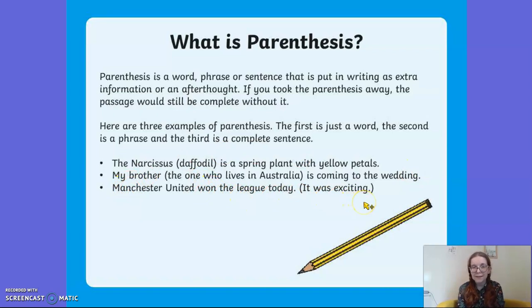It was exciting. Okay, so the first one is telling us what kind of flower the narcissus is. It's a daffodil, so it's giving you the key information you need. It's clarifying what it is. The second one: my brother, the one who lives in Australia, is coming to the wedding. The parenthesis is telling us which brother it is. It's the one who lives over in Australia. And Manchester United won the league today. It was exciting. It's an afterthought. It's telling you how exciting the game was.